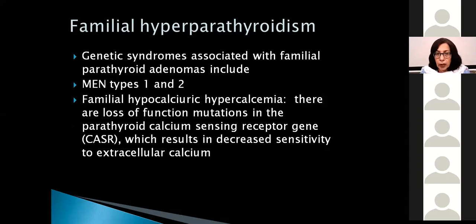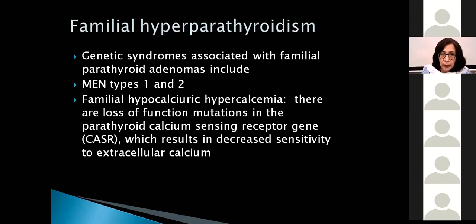Another thing is familial hypocalciuric hypercalcemia. What do you mean by that? This is hypocalciuric, meaning less calcium is being excreted in the urine. If less calcium is excreted in the urine, more calcium accumulates in the blood. So there is hypercalcemia due to hypocalciuria. The extra calcium that needs to be excreted in the urine is not getting excreted and is getting retained, and that is causing hypercalcemia.